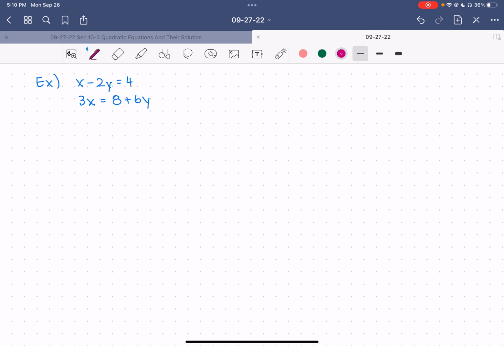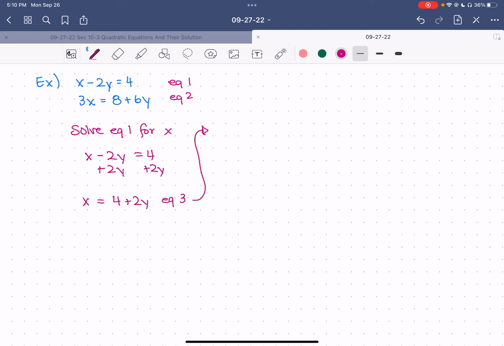Okay, I'm going to work this out real quick. I'm going to call this equation 1, this equation 2. I can see that x has a coefficient of 1. I'm going to go for this guy, so I'm going to solve equation 1 for x. x minus 2y equals 4. Add 2y onto both sides, and x is 4 plus 2y. Call that equation 3 so I can refer to it later. Now I'm going to substitute into the other equation, which is equation 2.